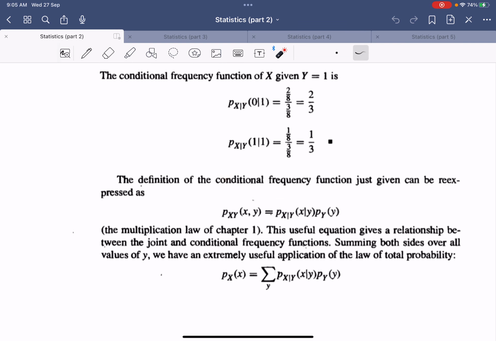And by that, we can define the joint distribution as equal to the conditional function multiplied by the marginal distribution. So we can get the marginal on one side of the equation by summing over all the y's, and you get the answer.